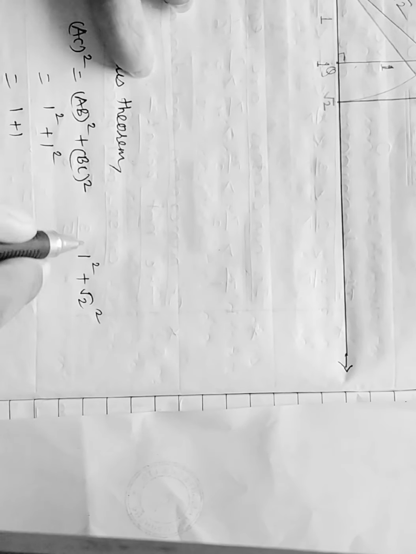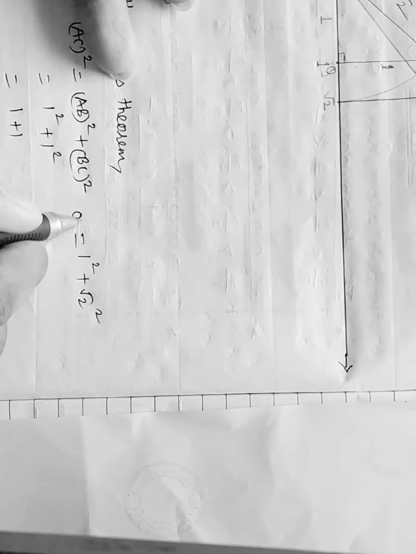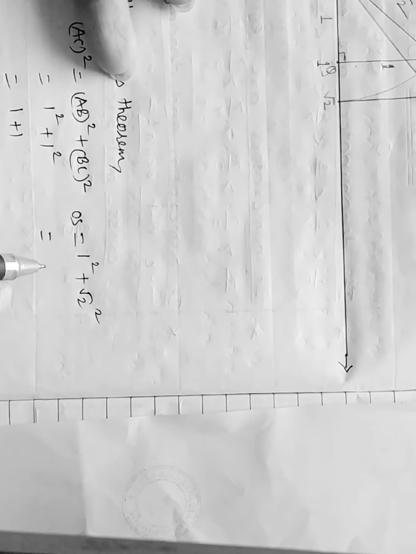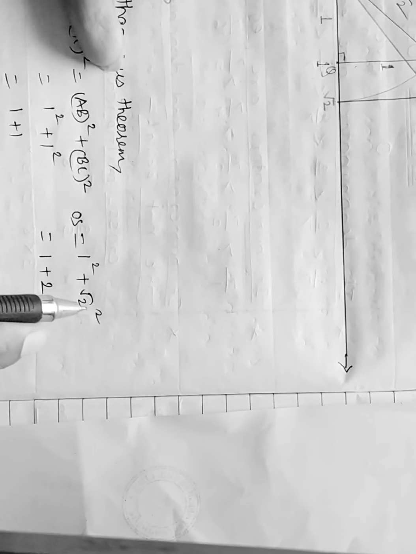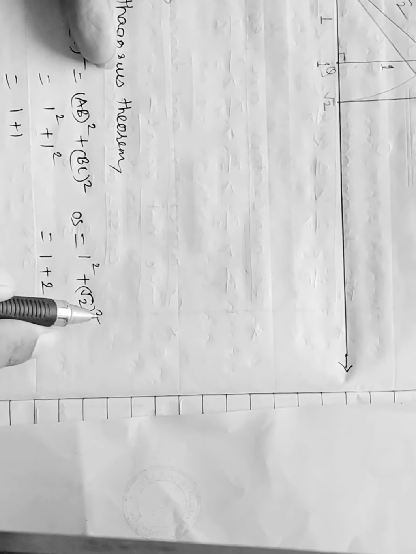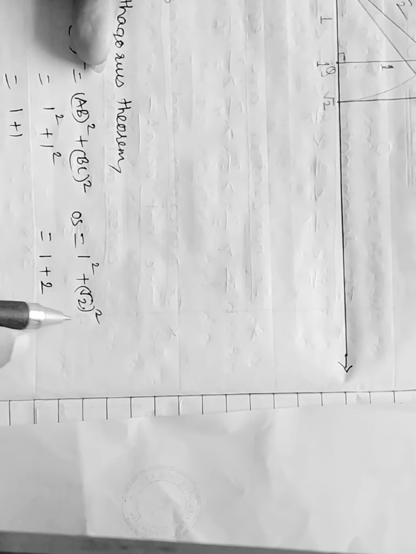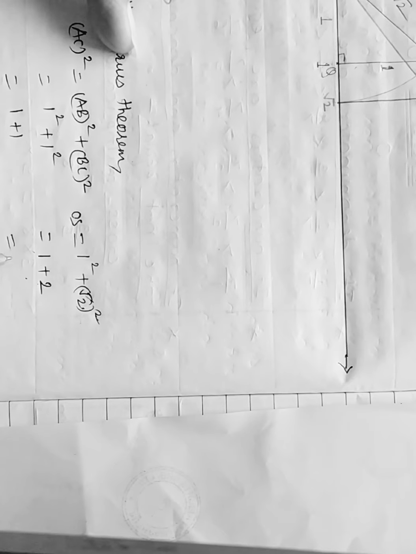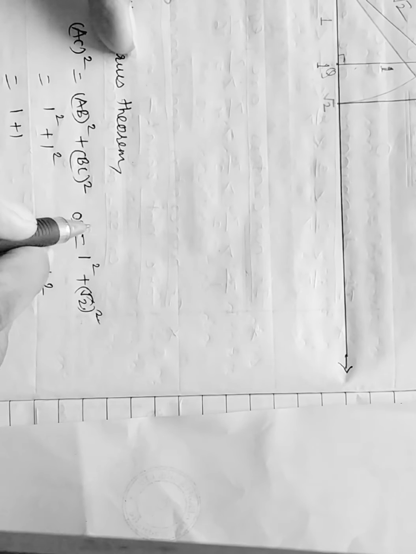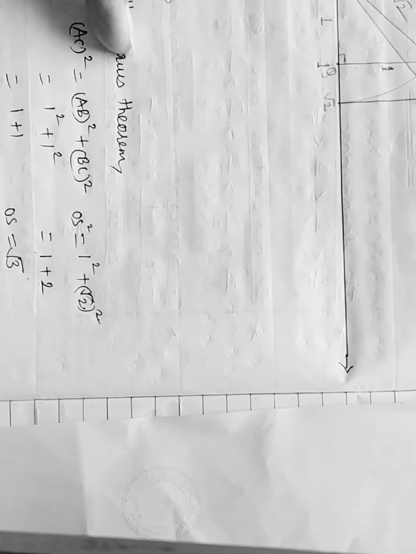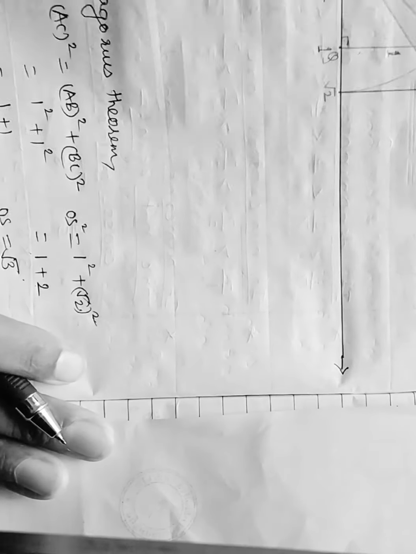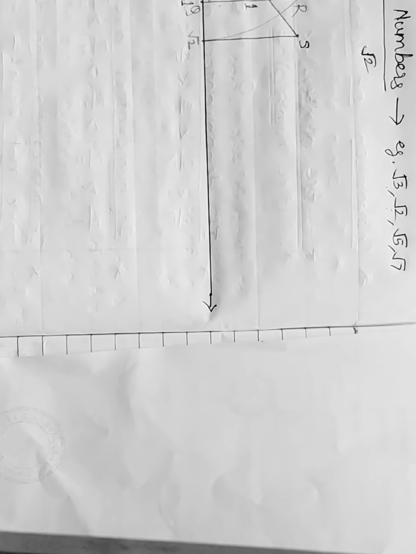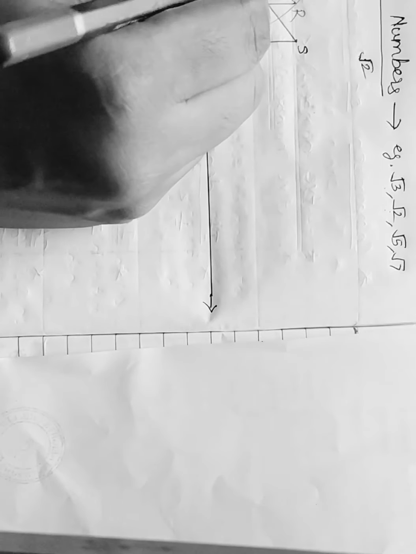So OS will be 1 square plus root 2 square. 1 square is 1, root 2 square is 2. When we take the square of a square root, it will be the number. The square root and square get cancelled. Again this is 3. This is OS square, and OS is again under square root of 3. So this distance will be your root 3.